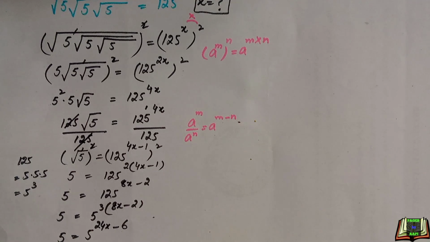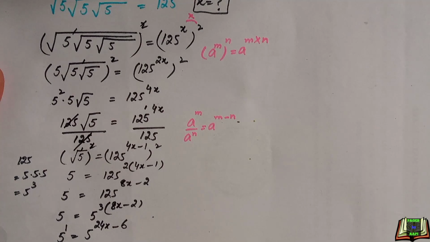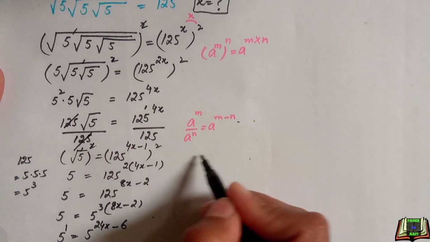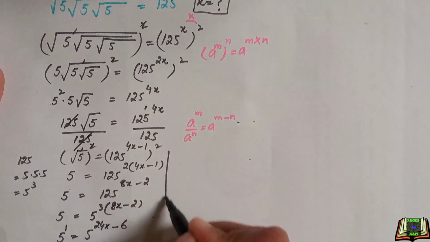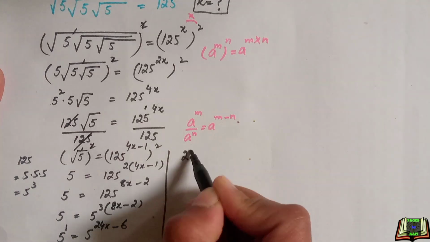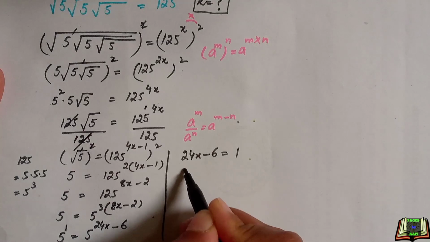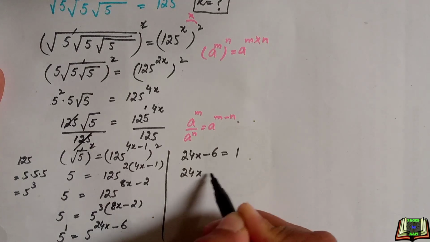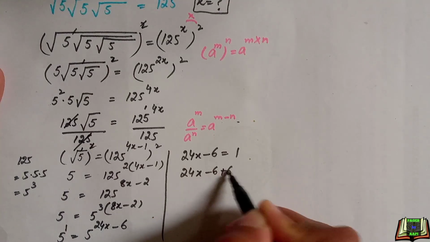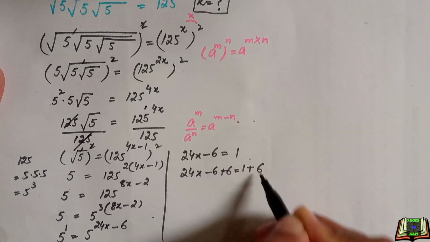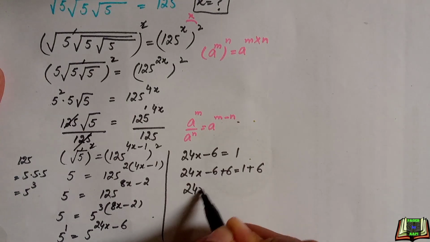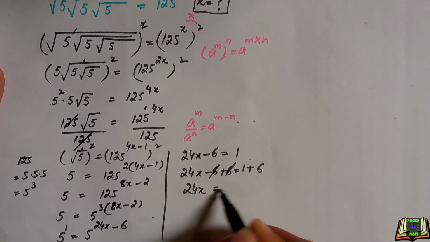Now, as bases are same, so we can equate the powers. This left hand side 5 is basically 5 raised to the power 1 is equal to 5 raised to power 24x minus 6. So we can write it as 24x minus 6 is equal to 1. We are going to add 6 on both sides. This is equal to 24x. This 6 and 6 cancel out is equal to 7.